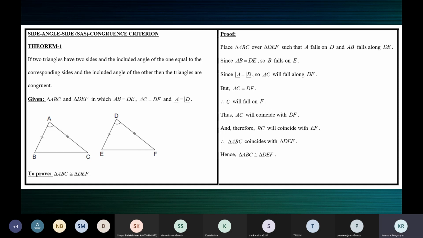So there is nothing to do. CPCT doesn't come here. In the exercise, so now this is proving SAS is a valid congruence criterion. When you apply this in a problem in the exercise, then yes, you will say that the triangles are congruent to each other. CPCTC, angle B is equal to angle E, angle C is equal to angle F, and BC is equal to EF. That comes later.